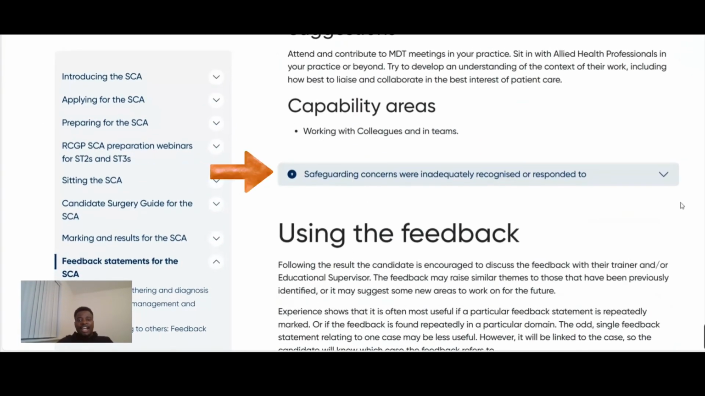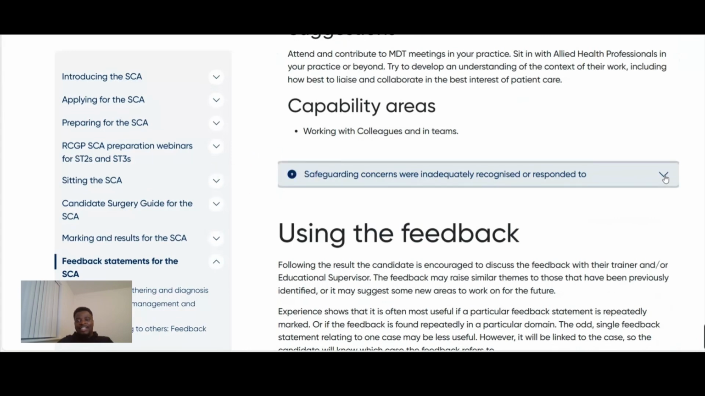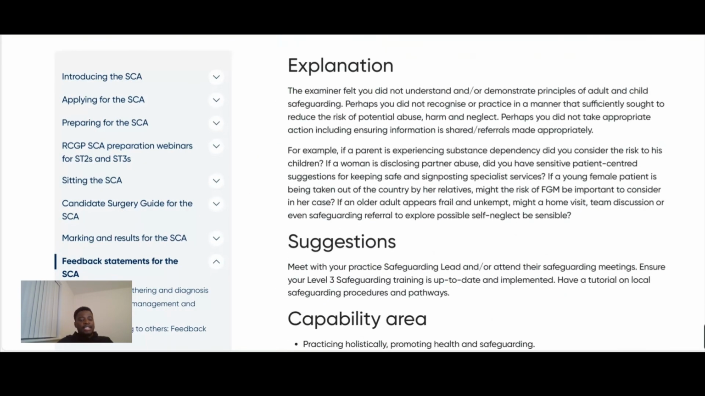The last one is that safeguarding concerns were inadequately recognized and responded to. This is rather important because if the examiner feels that we do not understand or demonstrate the principles of adult and child safeguarding, then they will pick this option. For instance, if we've got a parent who is struggling with substance abuse and dependency, it's only right that we are sure how their children are doing and that we are open to the possibility of safeguarding problems. For instance, if a woman is disclosing a domestic abuse, it's only right that we are asking if the children are affected or not.